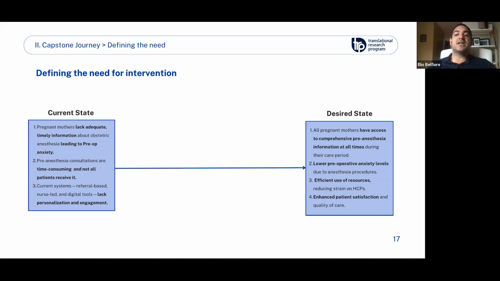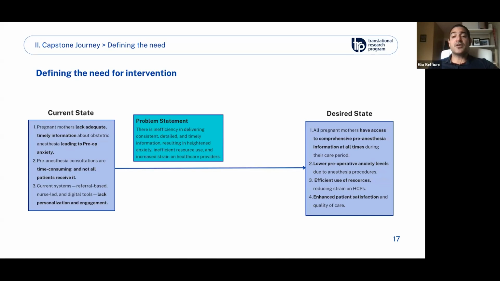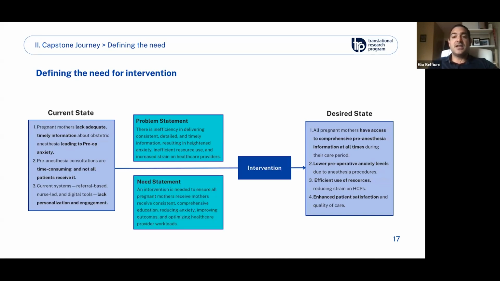So the desired state is that all obstetric anesthesia patients have access to comprehensive pre-anesthesia information at all times during their care period. The problem preventing the current state from becoming the desired state is that there is an inefficiency in delivering detailed and timely information. Hence, there is a need for an intervention to ensure all obstetric patients receive consistent, comprehensive information, reducing anxiety, improving outcomes, and optimizing healthcare provider workloads.